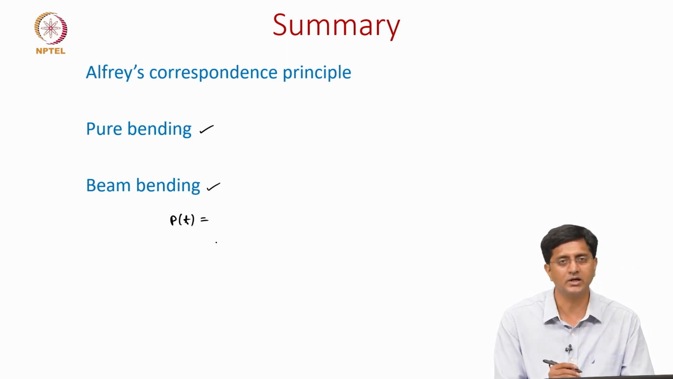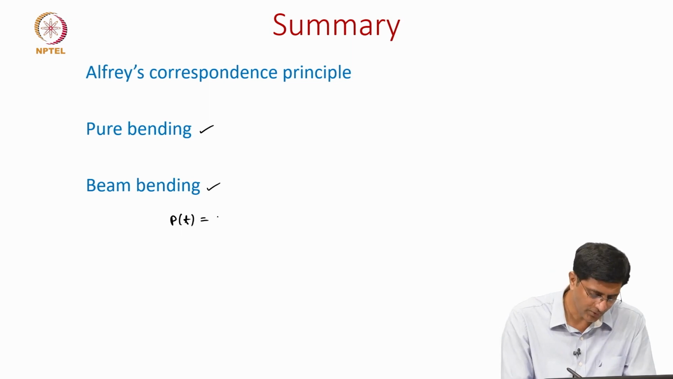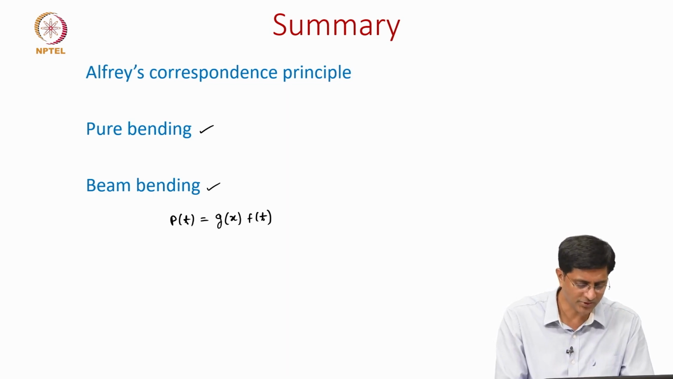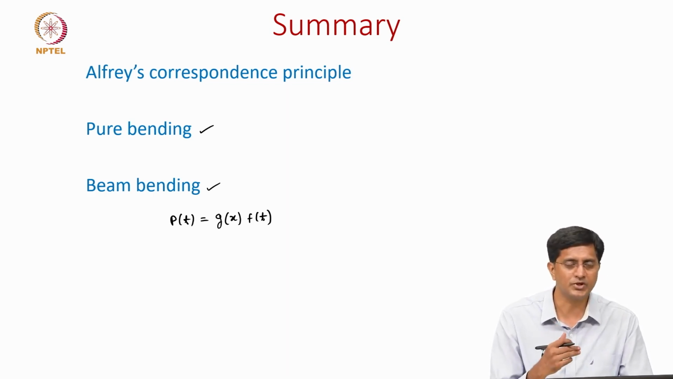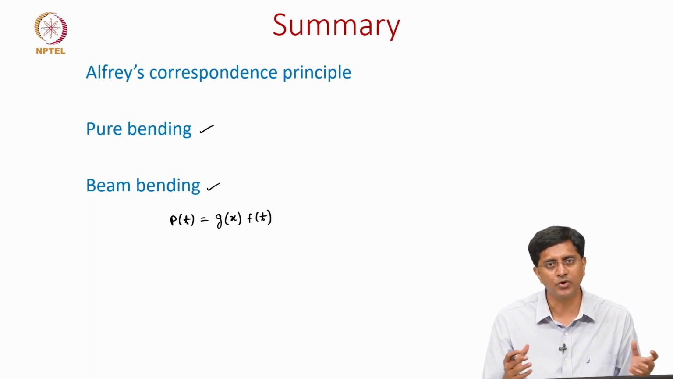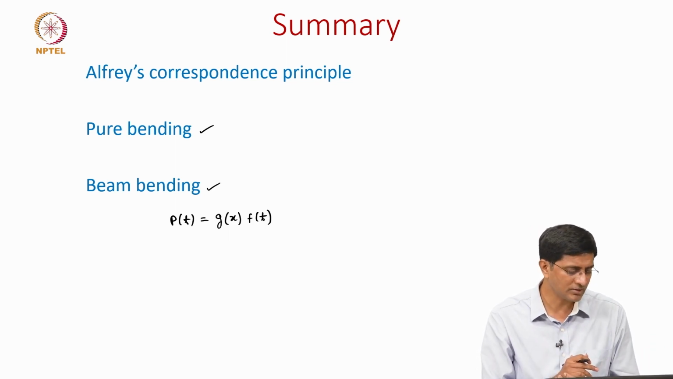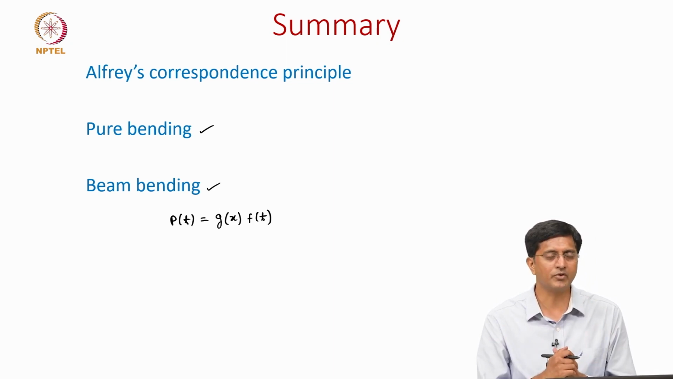can be written as a spatial as well as temporal function, which means the spatial part can be separated as g of x and the time function is written as f of t. So, if we are able to separate out the spatial and the time loadings, then we can apply this correspondence principle. But if both of them cannot be separated as two different functions, then the correspondence principle cannot be applied. That is the first comment I want to make.